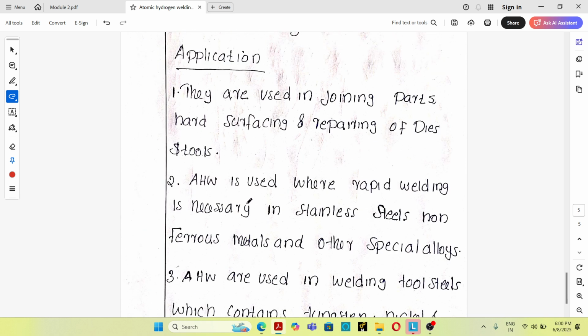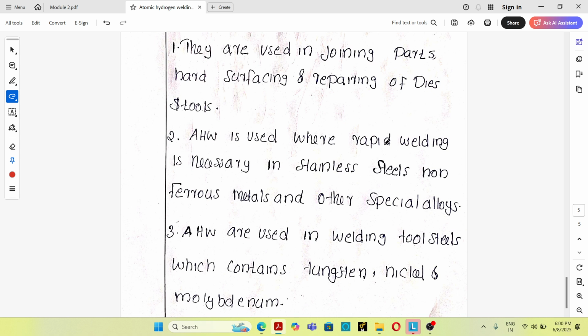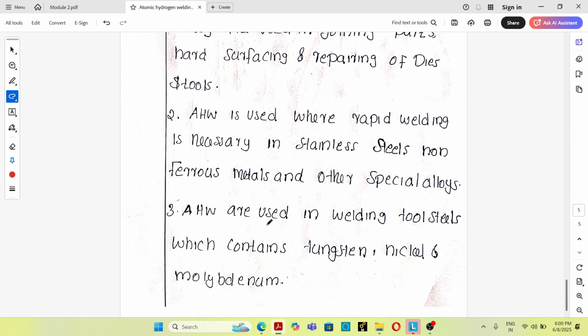Now the applications. They are used in joining parts, hard surfacing, and repair of dies and tools. Atomic hydrogen welding is used where rapid welding is necessary in stainless steel, non-ferrous metals and other special alloys. It is used in welding tool steels which contain tungsten, nickel and molybdenum. The main application is welding tool steels, tool and die materials, which contain tungsten, nickel, molybdenum, which is very hard.